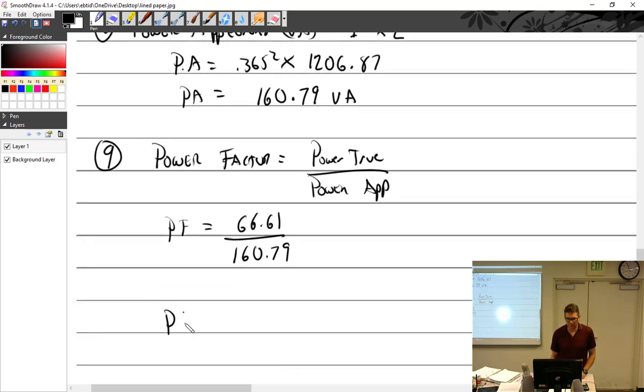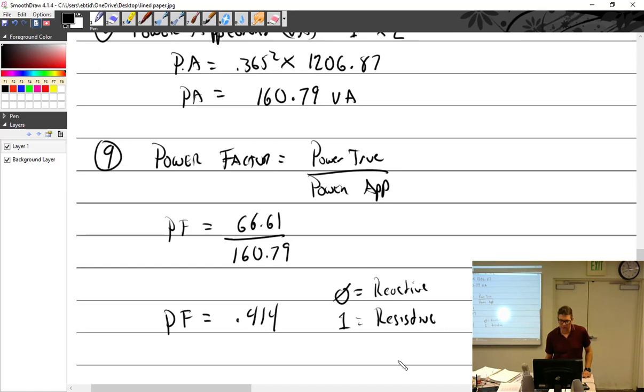So the power factor is 0.414. He says 0.414. If it is 0, that is a reactive circuit. If it is a 1, that is resistive. So purely resistive, purely reactive. So it's a little towards the reactive side, isn't it?